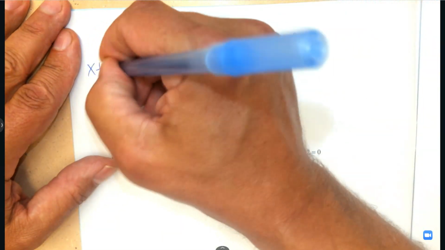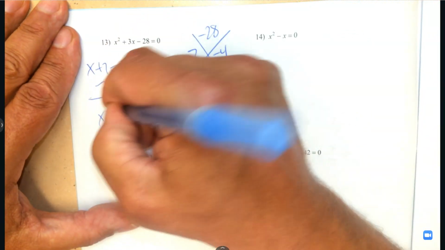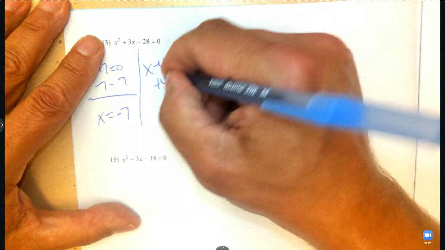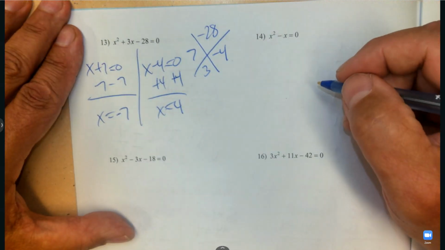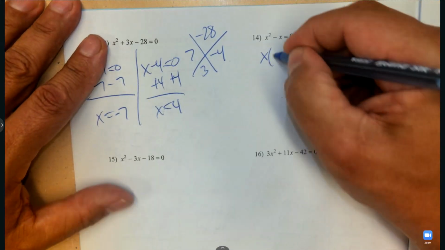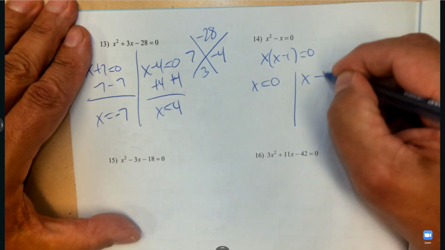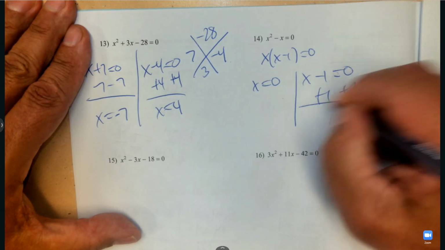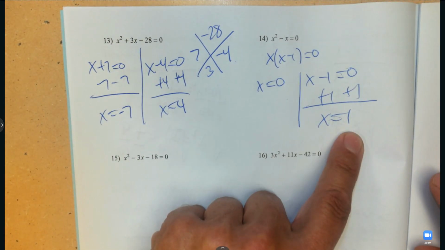So one factor is positive 7. The other factor is negative 4. Then we just subtract 7. So one answer is negative 7. Add 4. So our other answer is positive 4. This one, I'm going to factor out a common factor, and then each factor equal to 0 and solve it. So one answer is 0 and the other answer is 1.